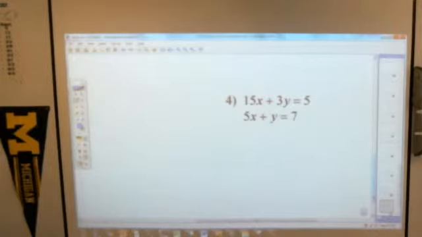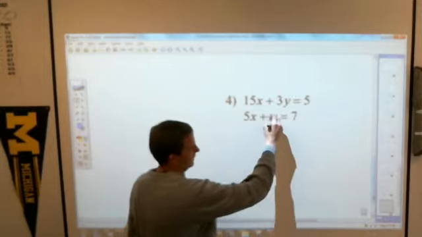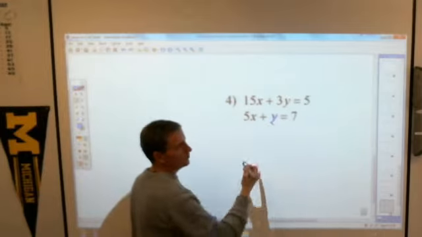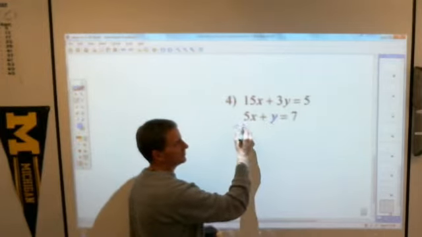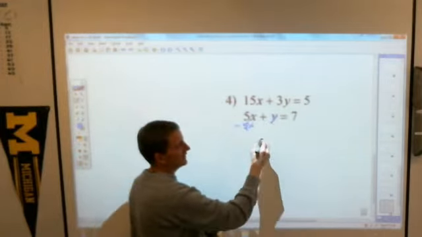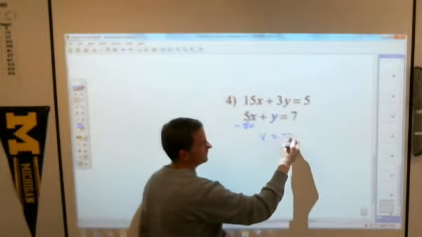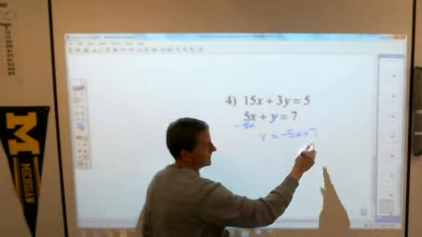The correct answer is either the top one or the bottom. Let's go with the bottom one. Why the bottom one? Because it already has a letter. Right, because this y doesn't have a number in front of it, you can solve it for y by simply subtracting the 5x to the other side. So y equals -5x plus 7.